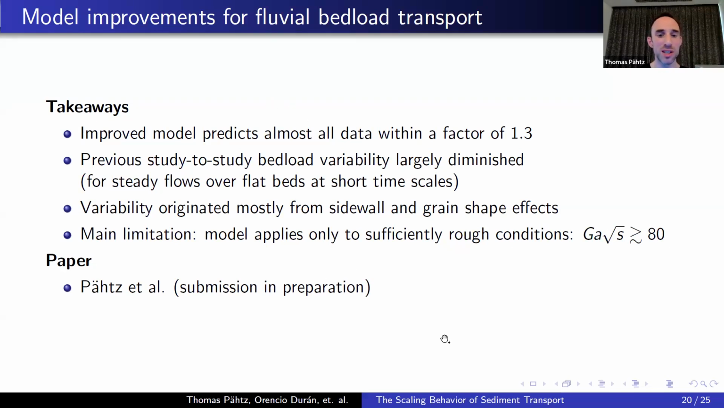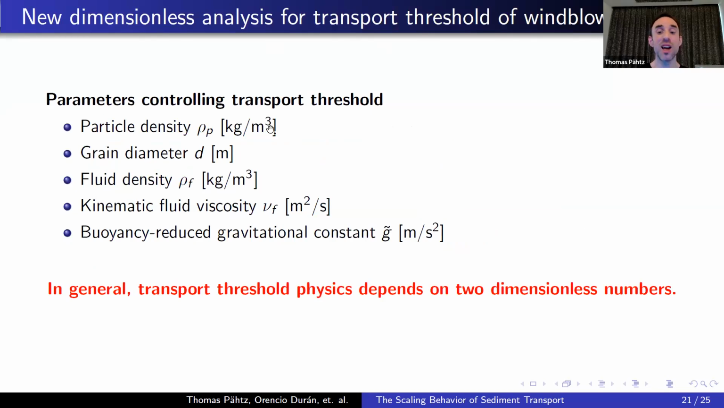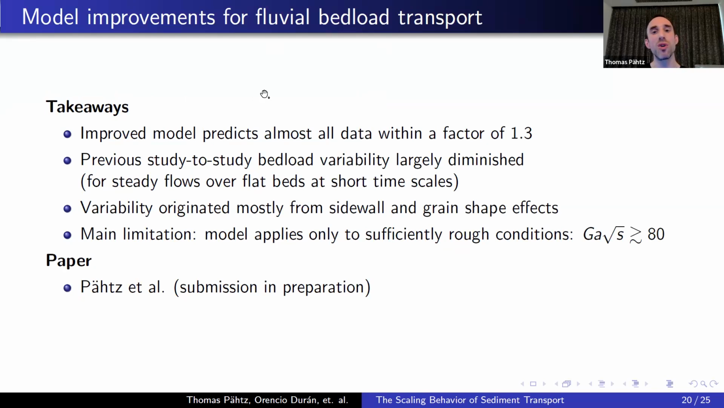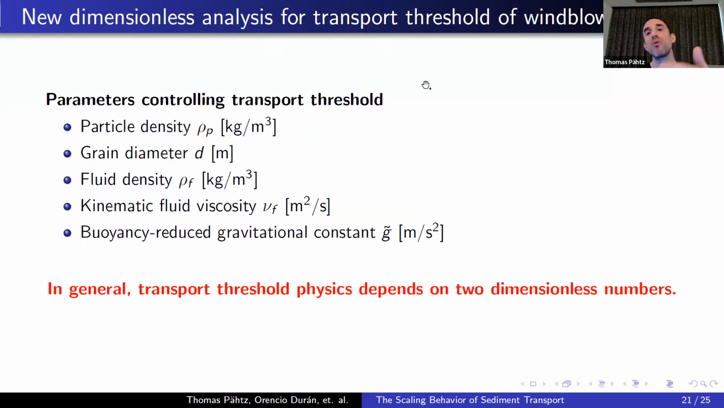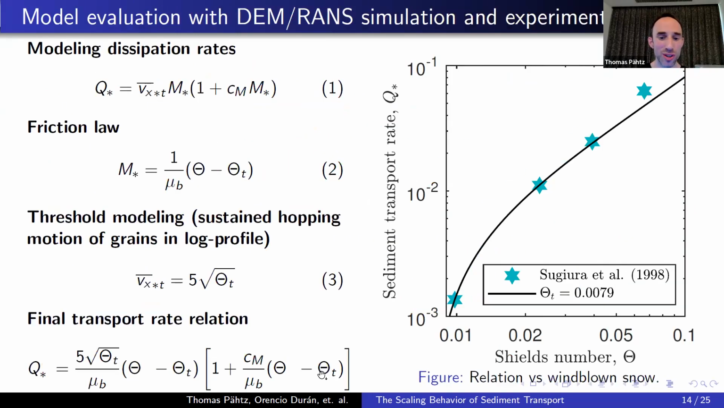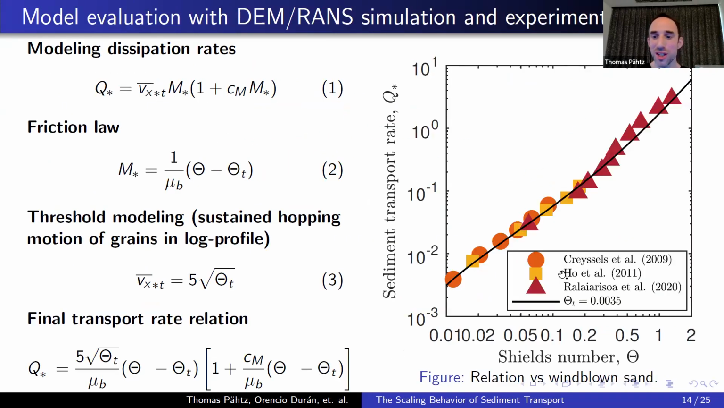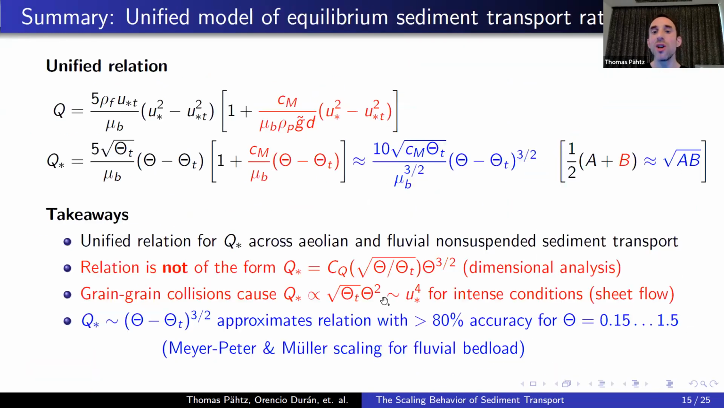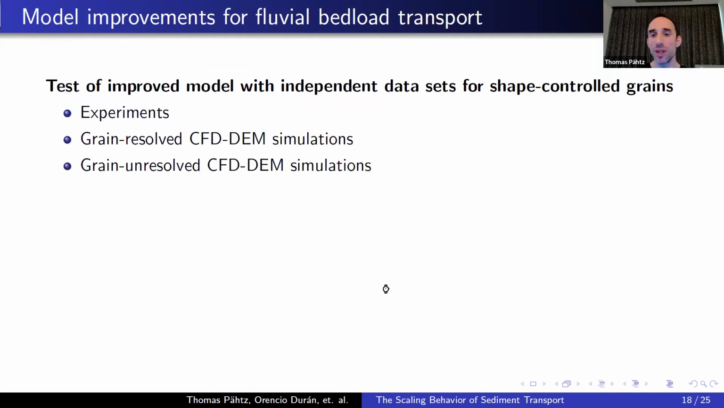So the paper on this is still in preparation. Now, another improvement, but on a different topic. This was an improvement particularly for fluvial bedload, and now it's an improvement for windblown sand. What we want is to predict this threshold theta t. In these equations, when I go back, we always have this threshold here, and so far it was always fitted, okay? But now we want to actually predict it.